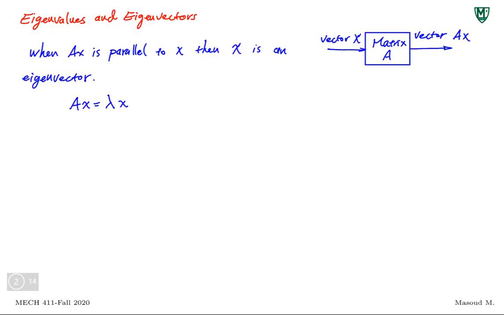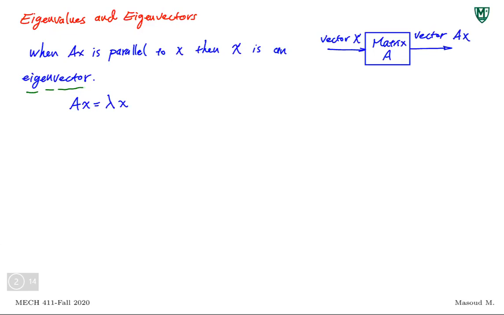The vector x can be multiplied by some constant, so it can be bigger than Ax, smaller, or the same size, depending on what lambda is. It can be in the opposite direction too. If lambda is negative, Ax would be in the opposite direction of x, but they're still parallel. That's the only condition I put. So if I write it this way, I defined the eigenvector.